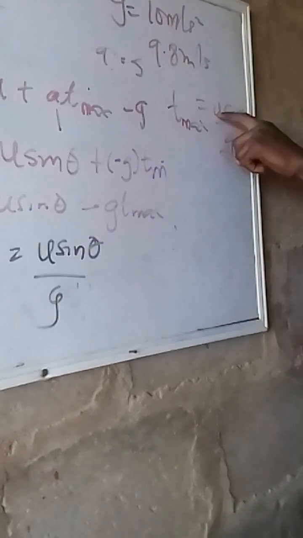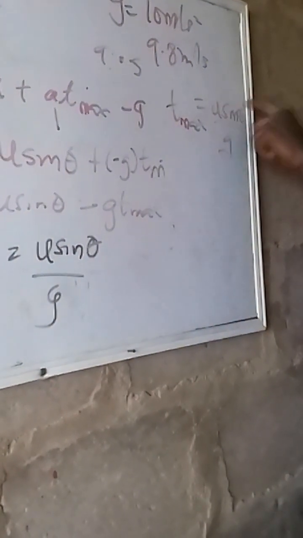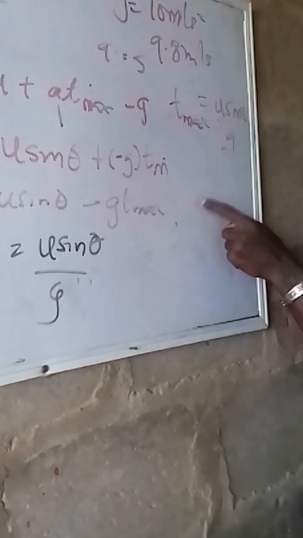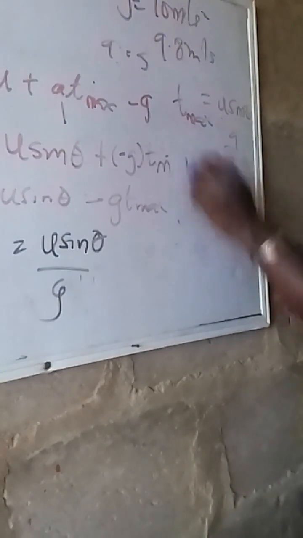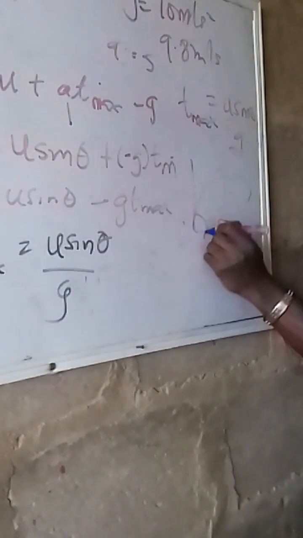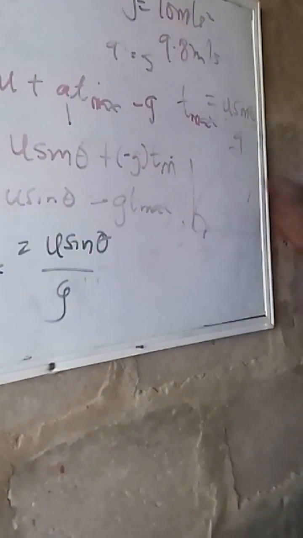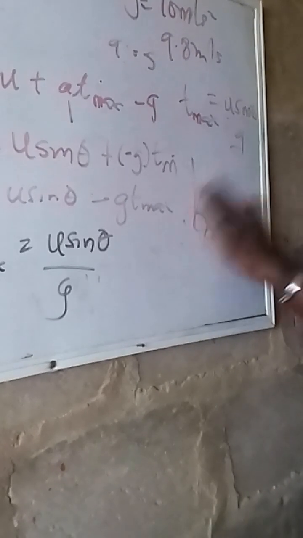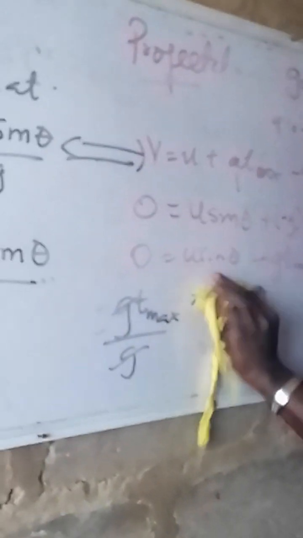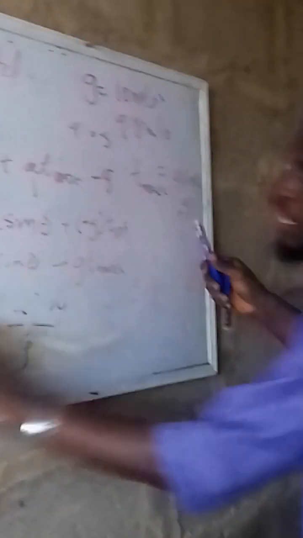Where U is our initial velocity, sine theta is the angle, the angle here, this angle. Then G is the acceleration due to gravity. Now pull it down. That is how you do that. So let's clean that. So you can see that is how you prove that.